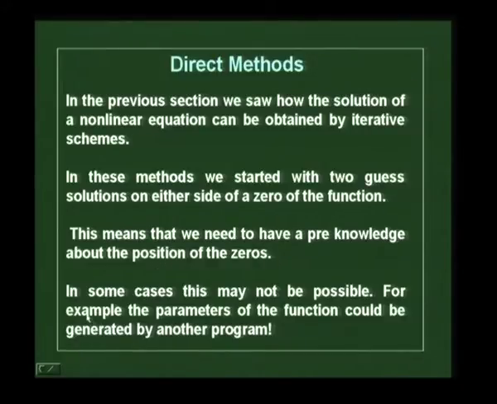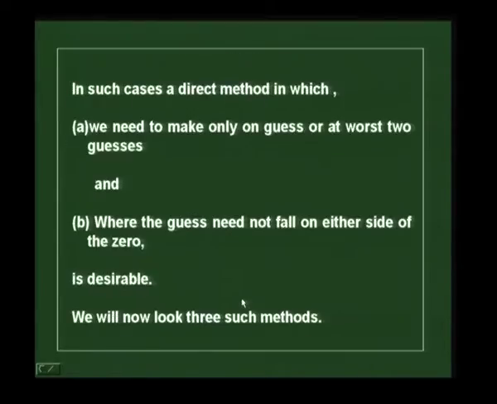Now we will look at cases where we don't need two guesses on either side of the zero. The function value itself might be given by some other program, in which case we will not be able to scan the whole thing and find out where the zeros are. So in that case we need a slightly different method.